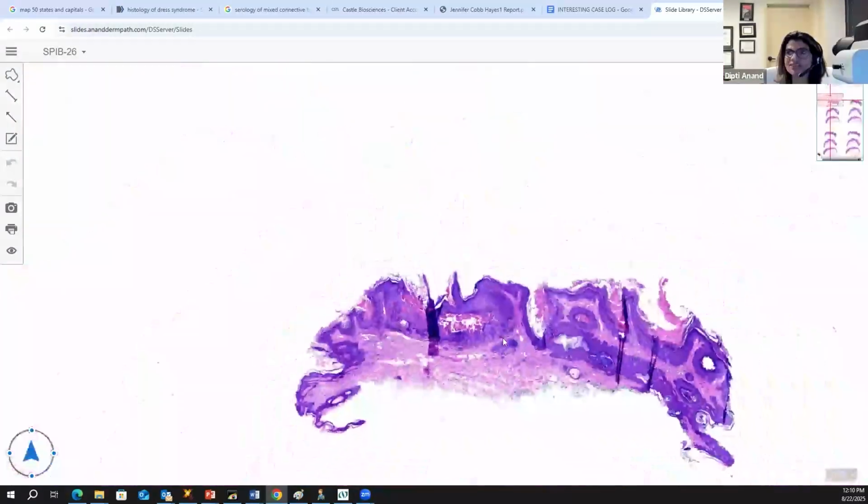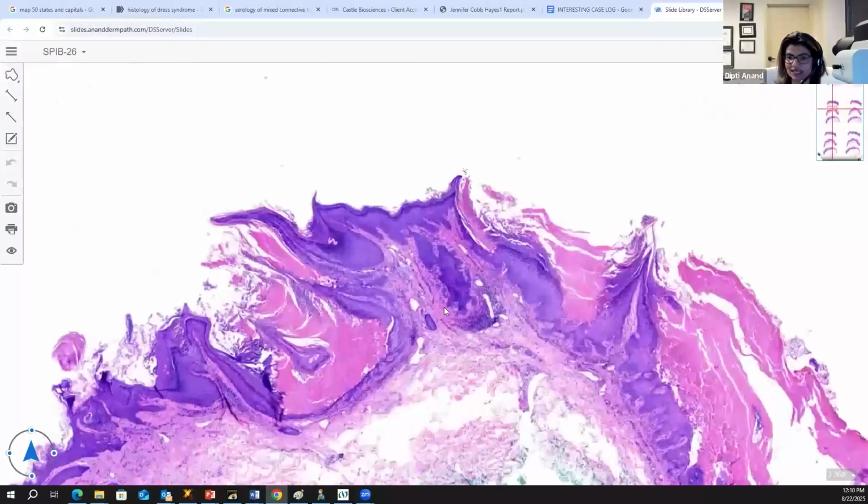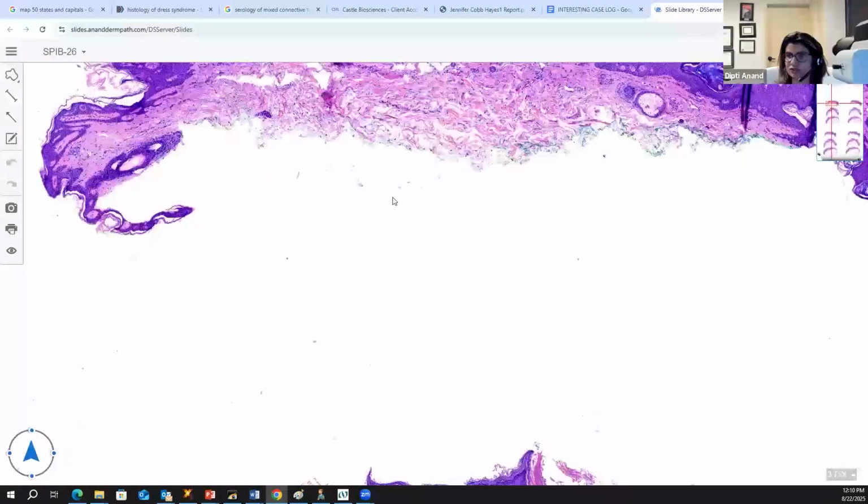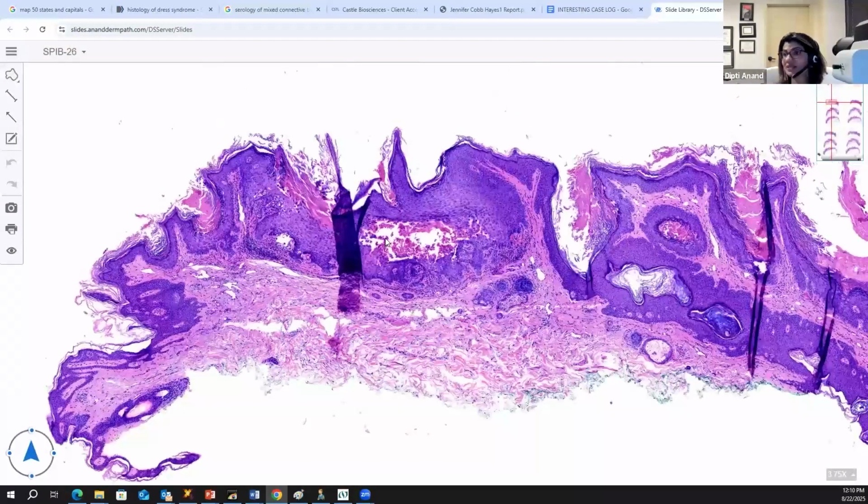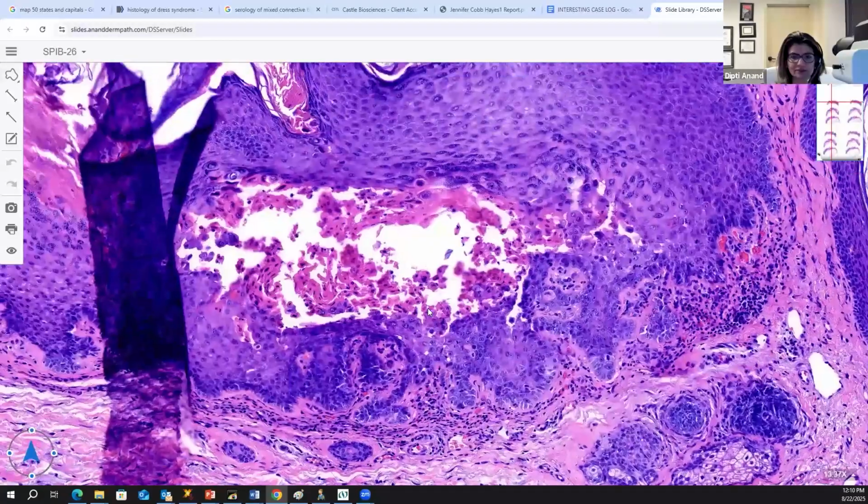So again, this is very thick, right? There is background epidermal acanthosis, hyperkeratosis, hypergranulosis. I'm teaching the residents, I'll call you. Oh. Yes, hi. So they see the epidermal acanthosis, hyperkeratosis.